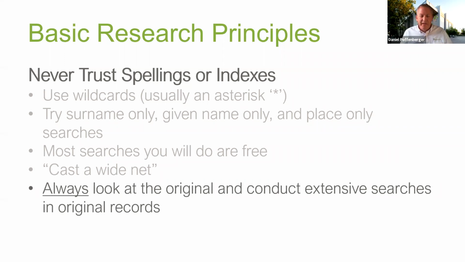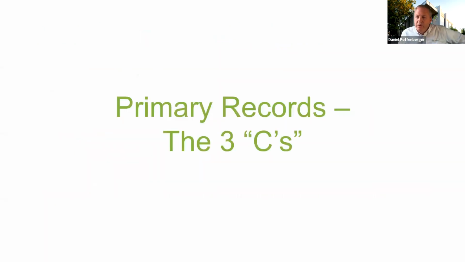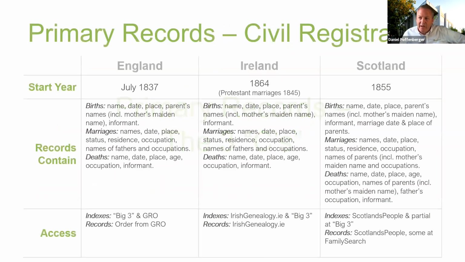I just think that everything you do in the records that we're going to talk about, if you don't do them with some of these things in mind, then you could potentially struggle and miss something, right? Okay, so the primary record sets, the 3 C's I call them: civil registration, census, and church records. Whether we're talking for England, Ireland, or Scotland, right? These are the record sets that you have to know.